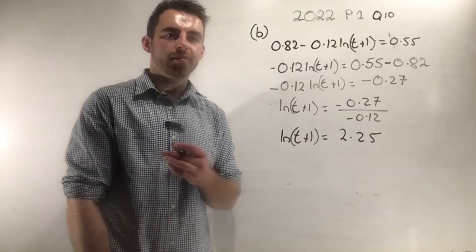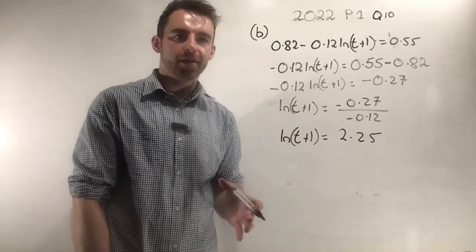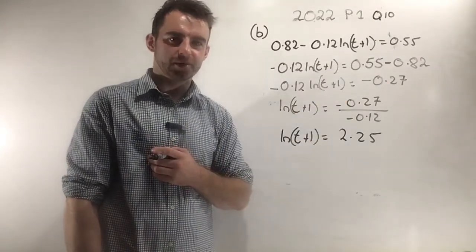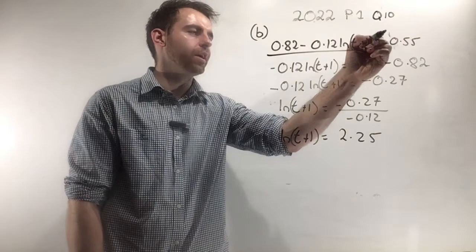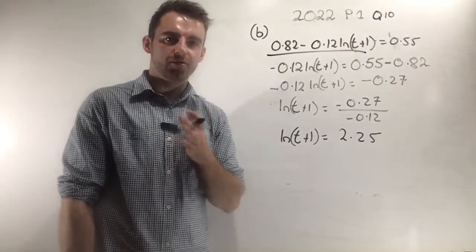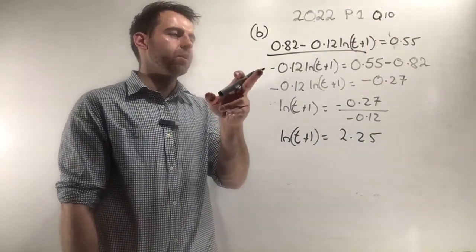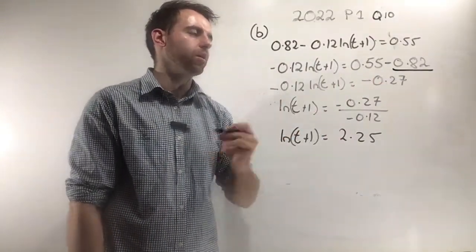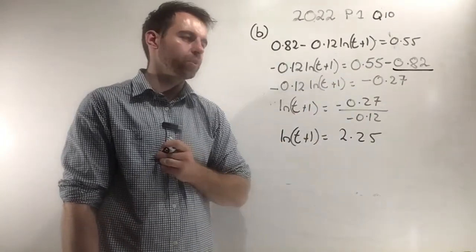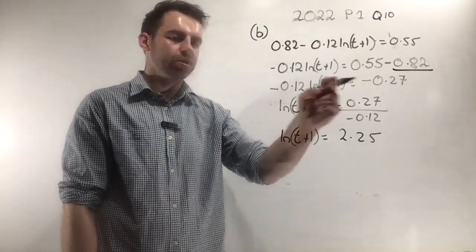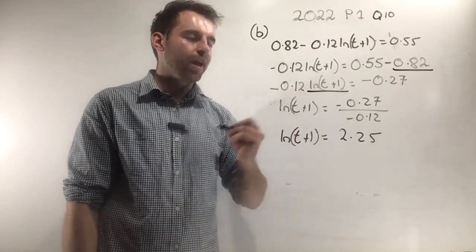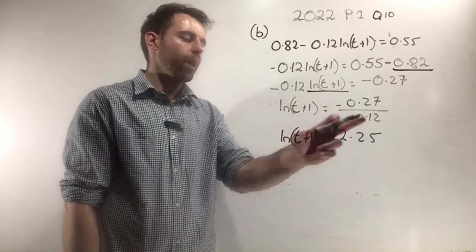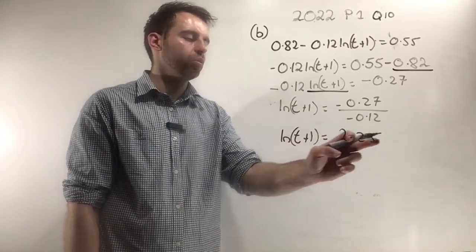In part B, we're asked to work out after how many hours the proportion of the digits that the student can remember is 55%. In other words, you take your equation, you let it equal 0.55, and you try to solve for t. So the first thing we need to do is isolate the term with the t in it. I subtracted 0.82 from both sides. This becomes minus 0.27. Then I wanted to isolate the ln of t plus 1, so I divide both sides by minus 0.12, and I end up with ln of t plus 1 equals 2.25.